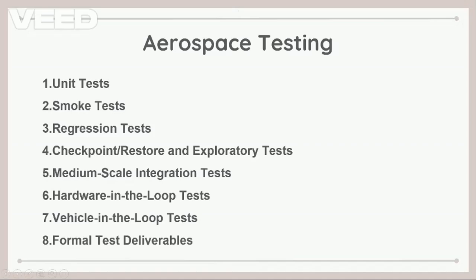Medium-scale integration tests like software in the loop use virtualization, preloading, and hardware simulation to test the subsystems and end-to-end functionality. Hardware-in-the-loop tests assess large-scale integrations to verify non-functional requirements, while vehicle-in-the-loop testing ensures production units meet standards. Formal test deliverables encapsulate all the results for review and compliance.